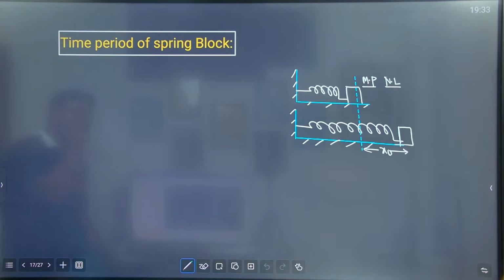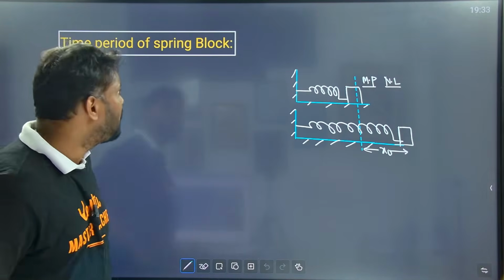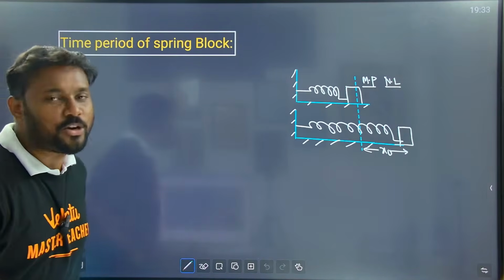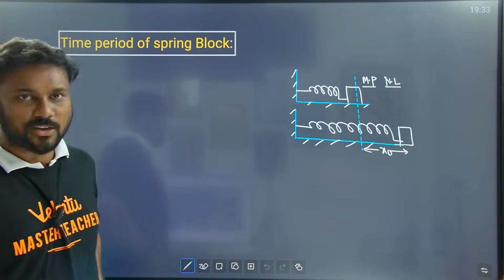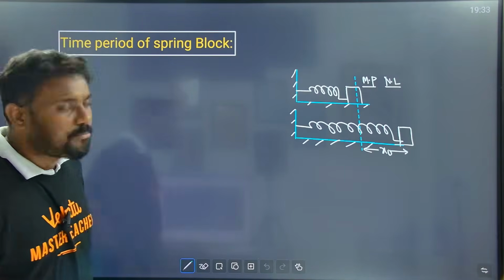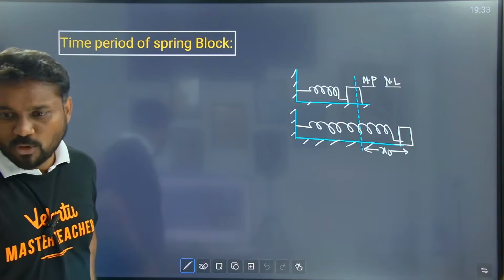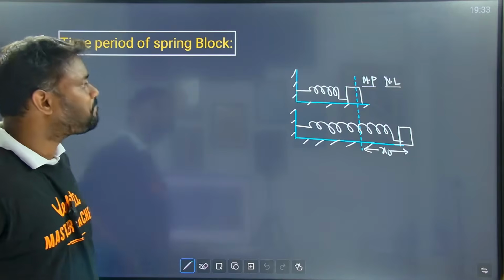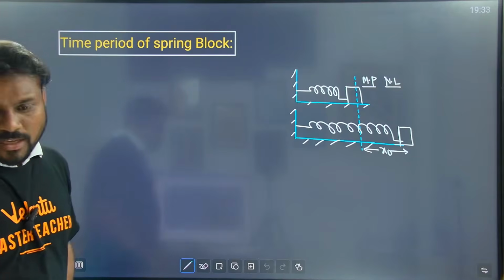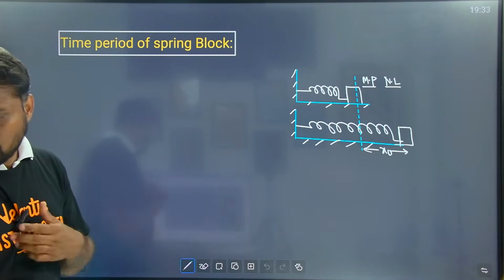Yes. So we are going to discuss the time period of the simple harmonic. Time period. So very important question. The question we finally get asked is this time period that we are going to calculate. Time period of the spring block. It is the final one. Time period for spring block. So how do we calculate it? Time period for spring block.